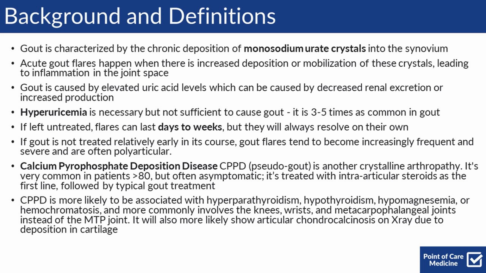CPPD is more likely to be associated with hyperparathyroidism, hypothyroidism, hypomagnesemia, or hemochromatosis, and more commonly involves the knees, wrists, and metacarpophalangeal joints instead of the MTP joint. It will also more likely show articular chondrocalcinosis on X-ray due to deposition in cartilage.